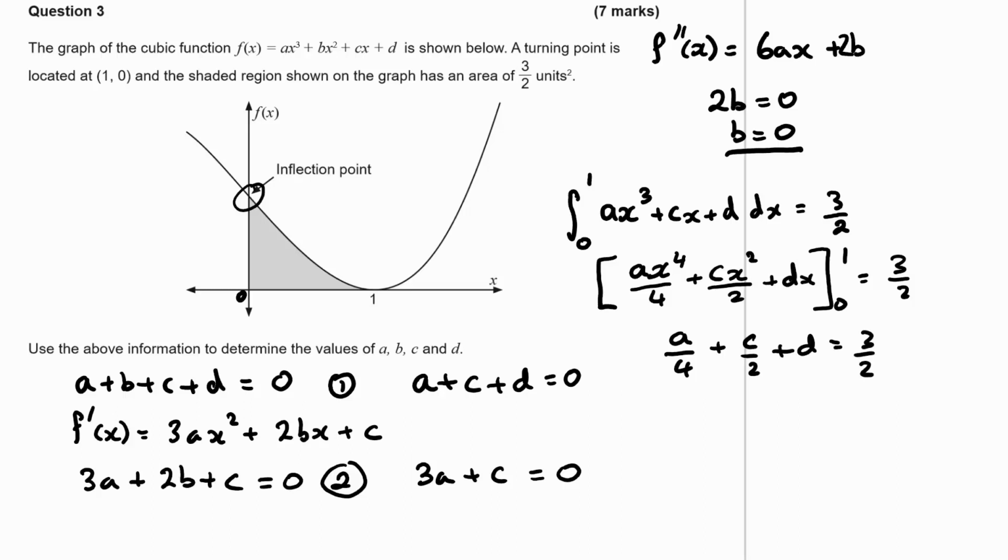Multiplying through by 4 gives me a plus 2c plus 4d is equal to 6. So let's just call this 1 dash because it came from 1, 2 dashed there, and let's call this one equation 3. Okay.